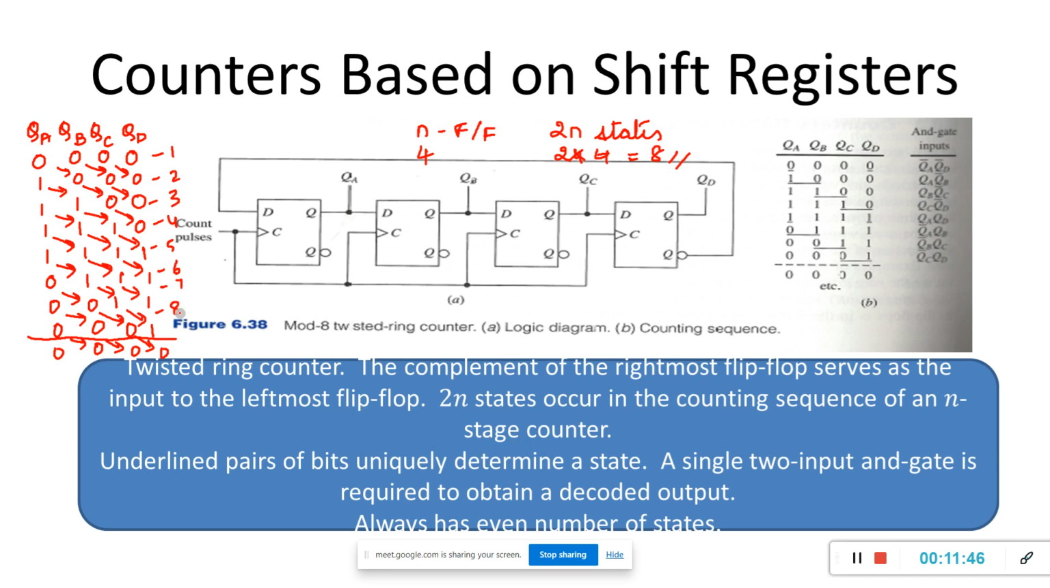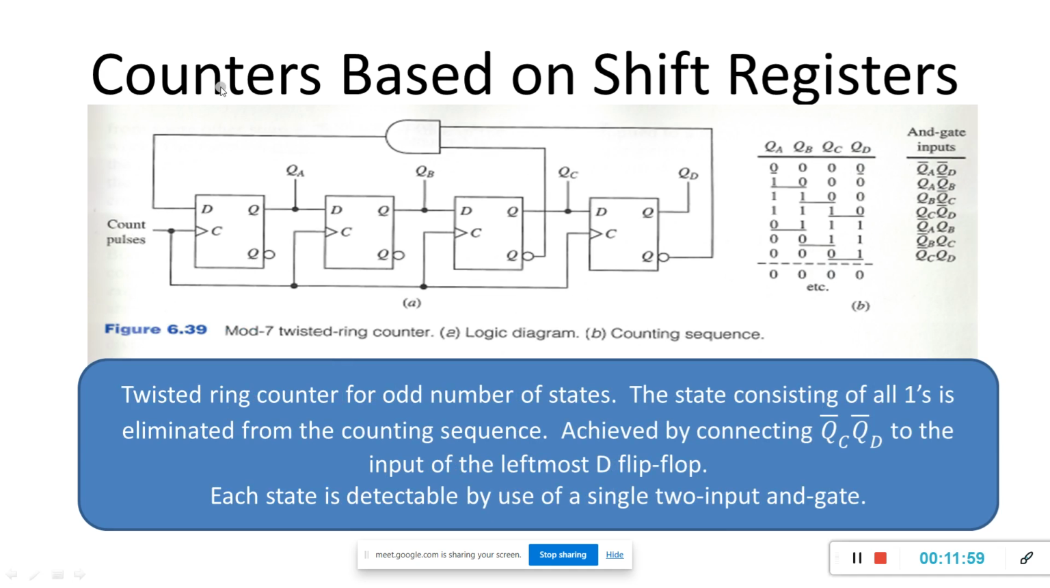So we have 1 to 8 states. So for 4 flip-flops we have 8 states. That means in general for n flip-flops we have 2n states. Next, talking about the counters based on shift register continued.